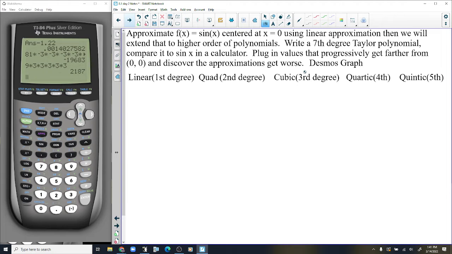This is kind of instructions to me. Approximate f of x equals sine of x. Approximate this function centered at 0 using linear approximation. Then we'll extend that to higher order polynomials. Write a 7th degree Taylor polynomial, compare it to sine x in a calculator, and forget about the rest of it. All right, so a linear approximation.